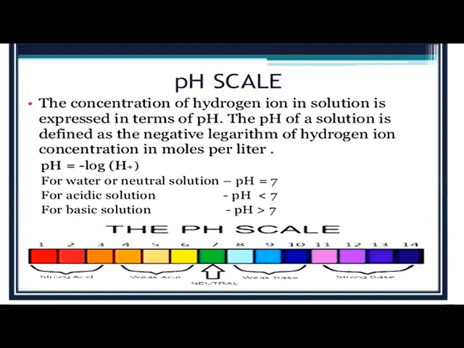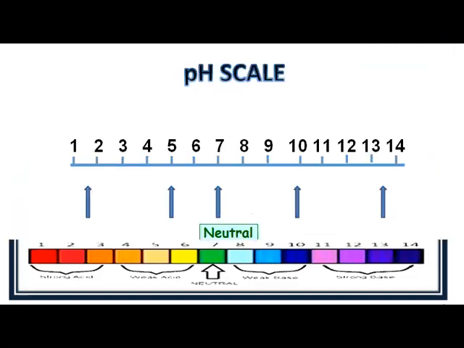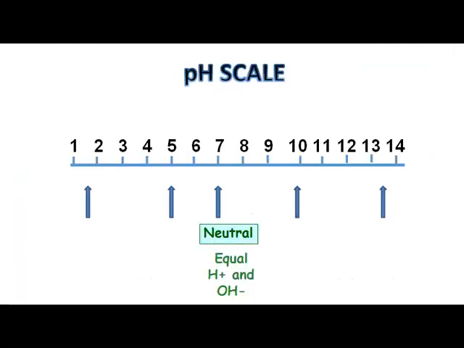The concentration of hydrogen ions in a solution is expressed in terms of pH. The pH of a solution is defined as the negative logarithm of hydrogen ion concentration in moles per liter. The higher the concentration of hydrogen ions in water, the lower will be the value of pH on the pH scale. Thus, on the pH scale, if we consider the center value 7, it is for neutral substances having equal hydrogen ions and hydroxide ions.